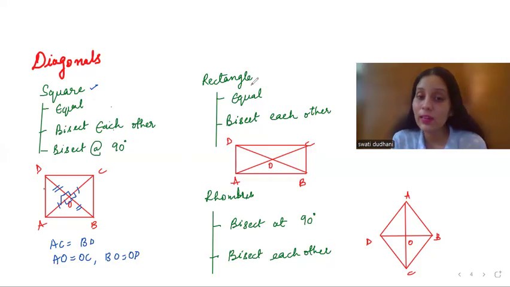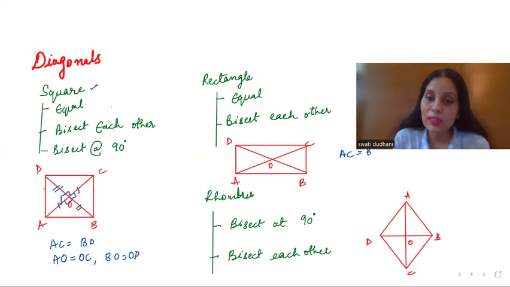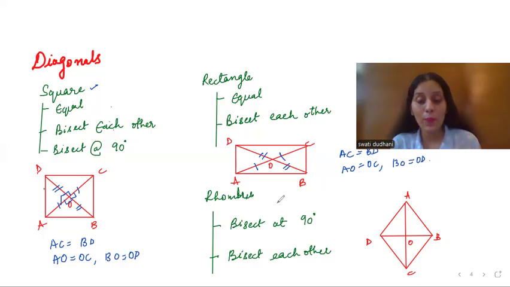Now next, rectangle. The diagonals are again equal to each other. AC is equal to BD, and the diagonals bisect each other. So AO equal to OC and DO equal to BO. All right. Now next is a rhombus.